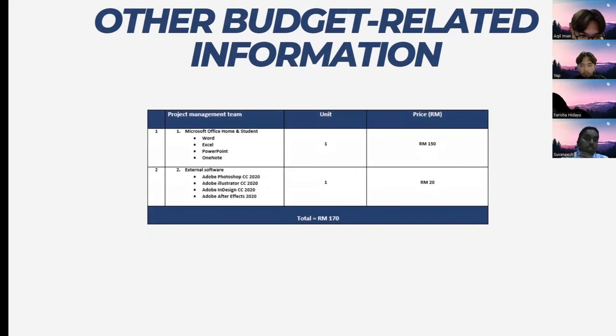Now I'll be explaining the other budget related information. First we have the Microsoft Office Home and Student package, which comes with Word, Excel, PowerPoint, and OneNote. One unit costs around 150 ringgit. Next, we have external software, which are Adobe Photoshop, Adobe Illustrator, Adobe InDesign, and Adobe After Effects. It costs around 20 ringgit per unit, and overall, for one unit, it costs 170 ringgit.